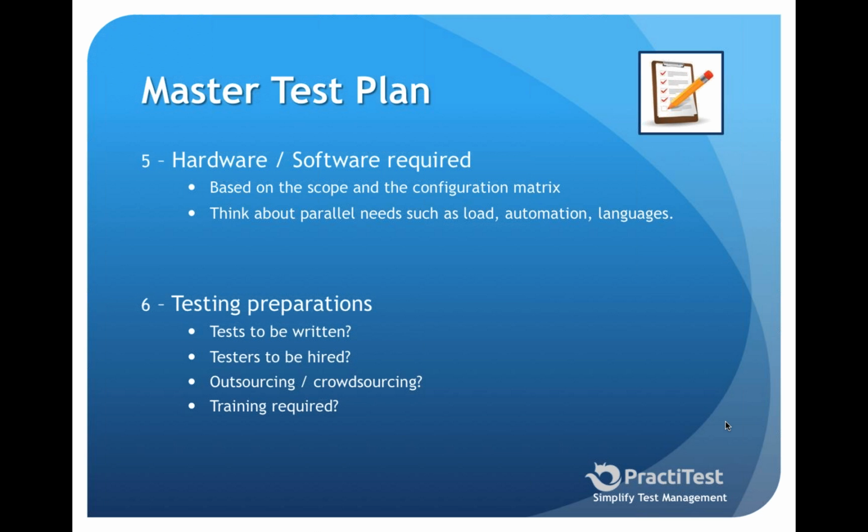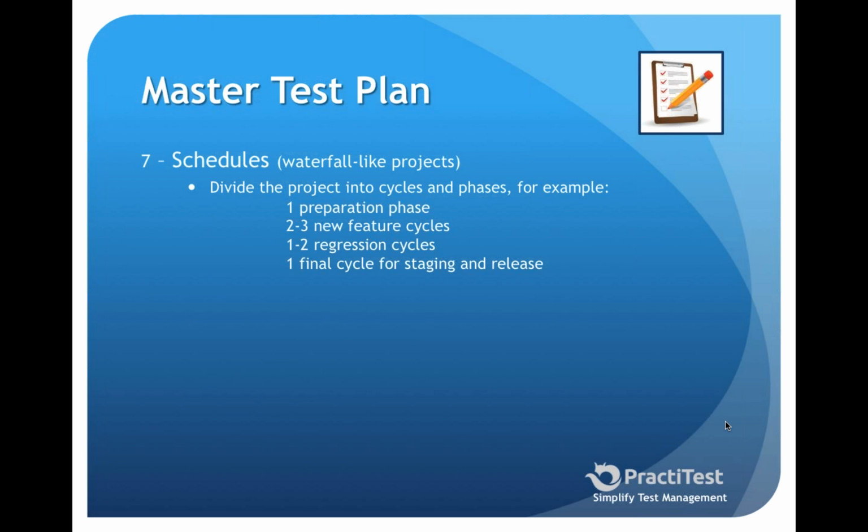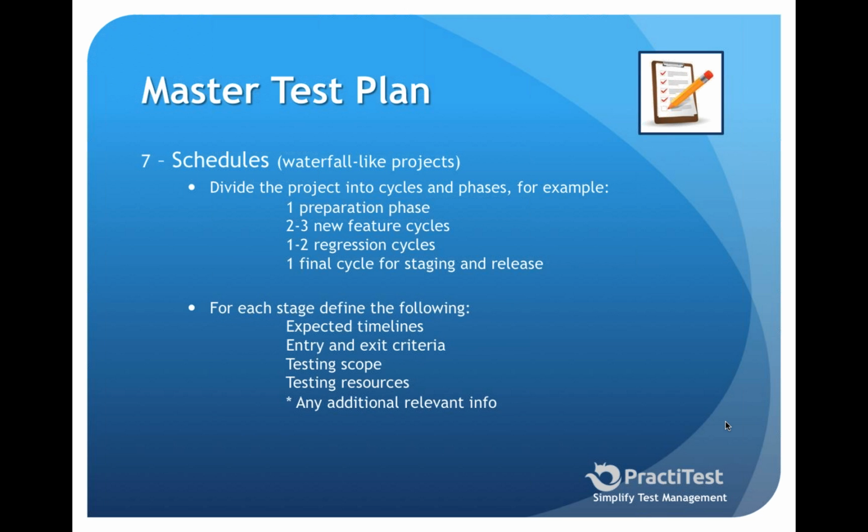Once you have all of this stuff in here, then we can actually move forward and start talking about schedules. I know that this might mean more waterfall-like projects, but still important. Try to think about your project, and divide it into cycles and phases. You might have a preparation phase, 2 to 3 new feature cycles, 1 to 2 regression cycles, 1 final cycle for staging. You know your project, you know your product, you know how many cycles you will need for that. But divide your project into each of those cycles, and for each of those cycles, define, okay, which are my timelines, what's my entry criteria, what's my exit criteria.